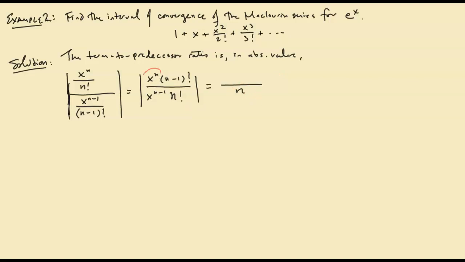And now for the x's. We have n minus 1 copies downstairs and n upstairs, so we end up with just 1 upstairs. So our expression reduces to that. And if you want, you could even pull the 1 over n out of the absolute value, because that will always be a positive factor. x, of course, could be positive or negative, so it has to stay within. All right, so what is this? This is the term-to-predecessor ratio. Why do we care about that?